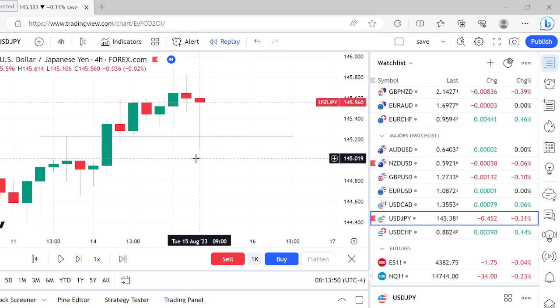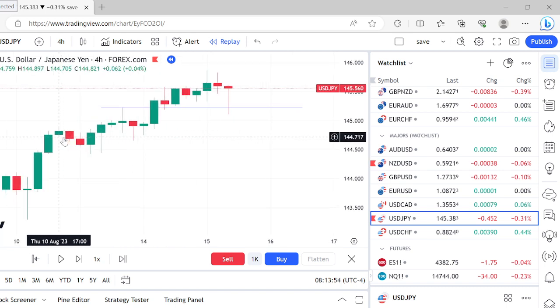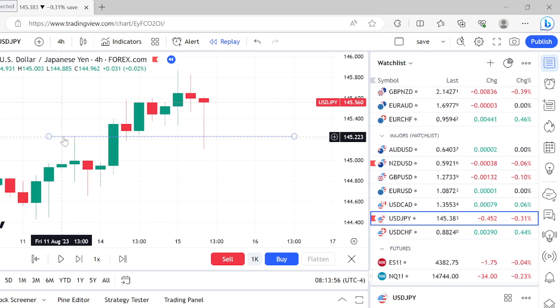See how it stabs down into that level? It cleans out these sell stops and it trades down into that old high support. Remember, the higher time frame market structure is bullish. You want to be trading with that trend. You want to be trading with that higher time frame trend.